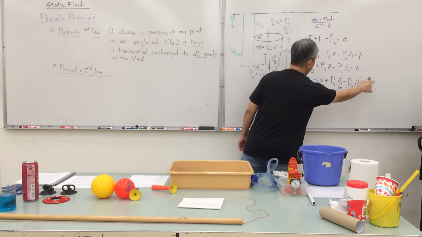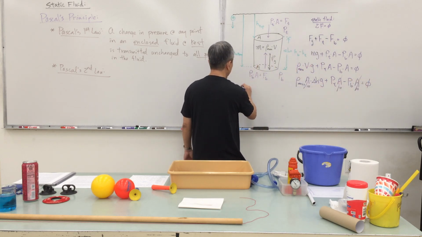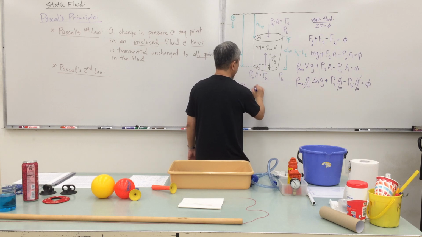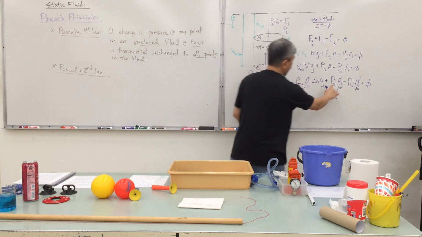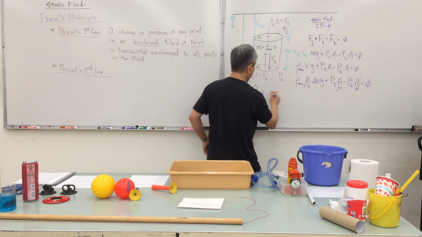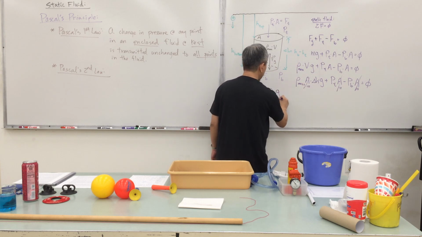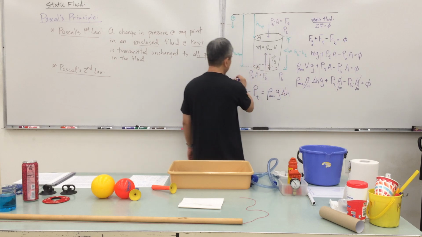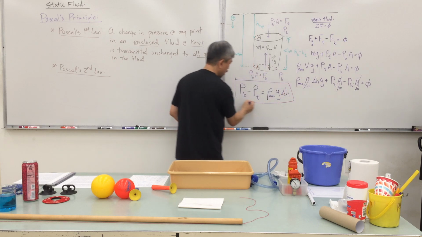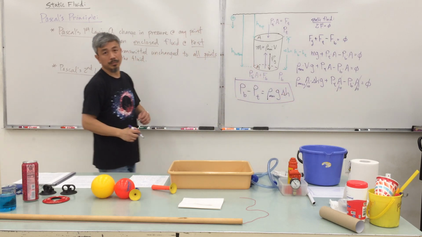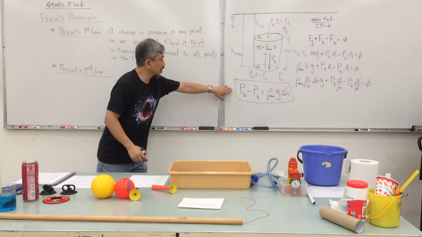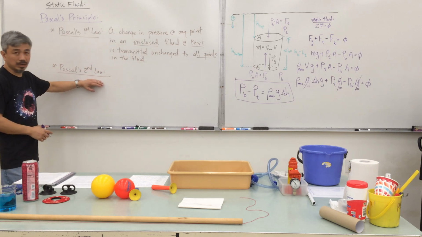Okay? And move this over to the other side as well. So what you find is that the pressure at the bottom minus the pressure at the top equals... So I'll move both of them to the other side, and I'll leave this over here. The mass density of the water times g times the height difference between the bottom and the top. This statement here is Pascal's second law.